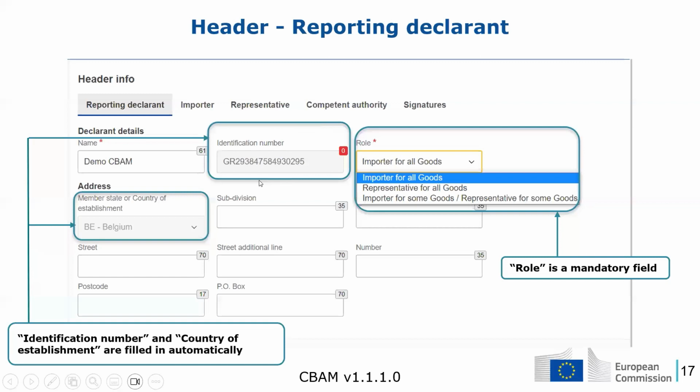The identification number and the member state of establishment are pre-filled and non-editable. This information comes from the login details. We can edit the name of the CBAM declarant. Then we need to select a role. There are 3 options, as you can see here, and also enter a city. Let's move on to see the importer page.